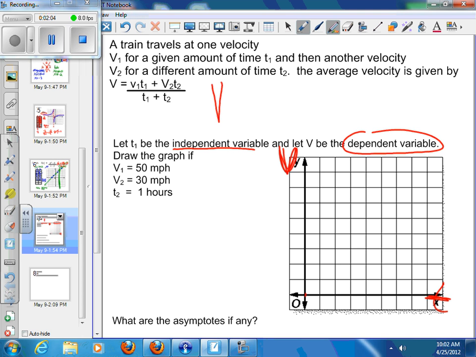Okay, so let's start filling some stuff in here. V1 is 50. We don't know T1. Our V2 is 30. Our T2 is 1. We don't know T1, but we know T2. So that's what our equation looks like when we filled it in. Our only variable left is T sub 1, the amount of time we spent for the first part of our trip.